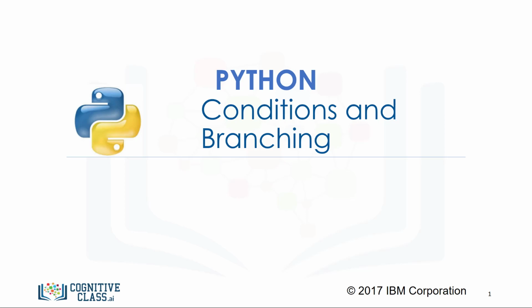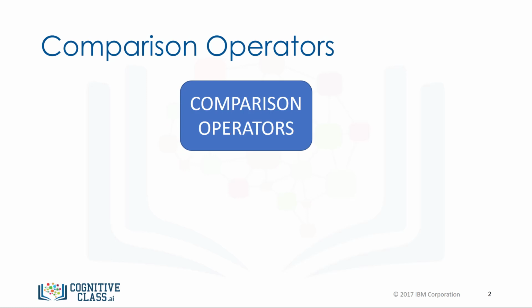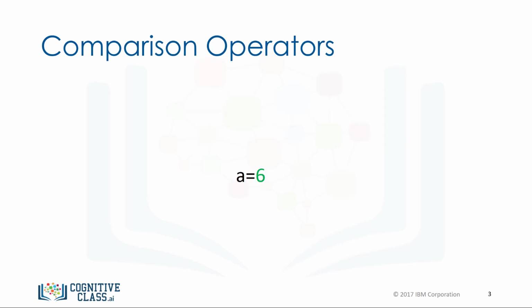In this video, you will learn about conditions and branching. Comparison operations compare some value or operand. Then, based on some condition, they produce a Boolean. Let's say we assign a value of 6 to a.